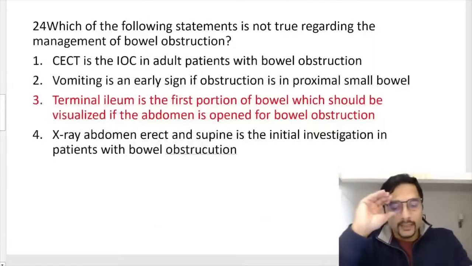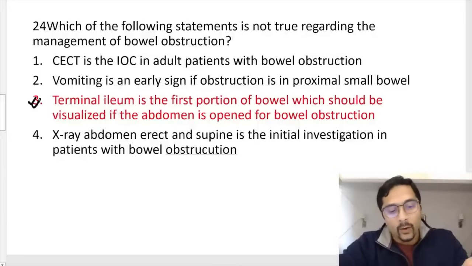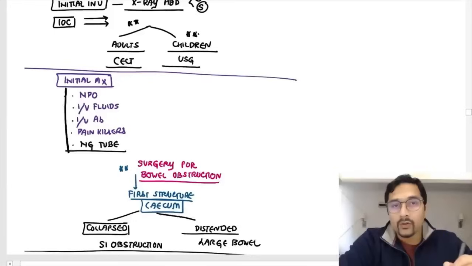So which of the following statements is not true regarding bowel obstruction? If we are going to operate a patient with bowel obstruction, please remember, I've told you the initial investigation, investigation of choice. Initial management of bowel obstruction is we make the patient nil peroral, NPO. We are going to use IV fluids, IV antibiotics, painkillers, and put in a nasogastric tube.